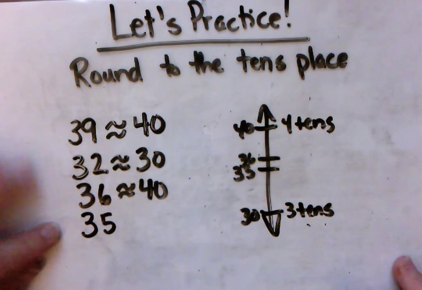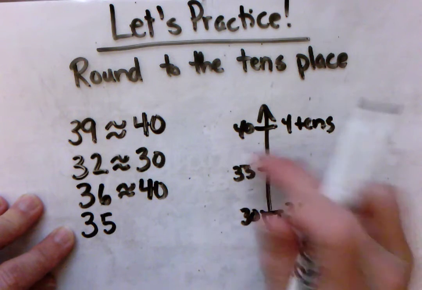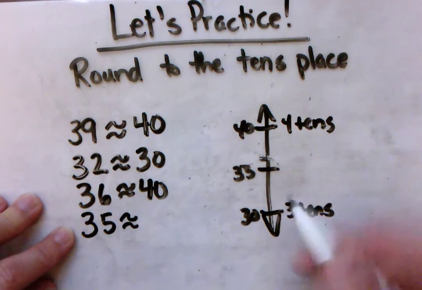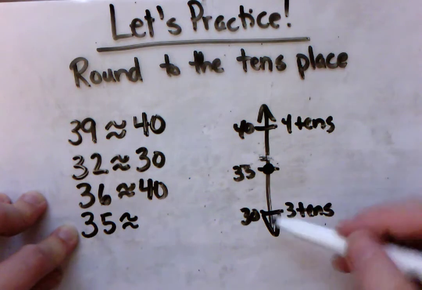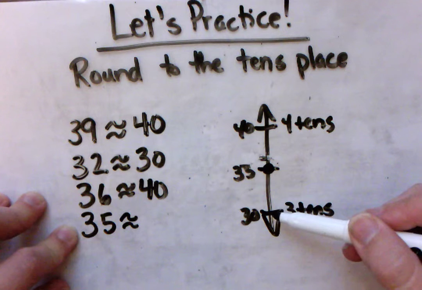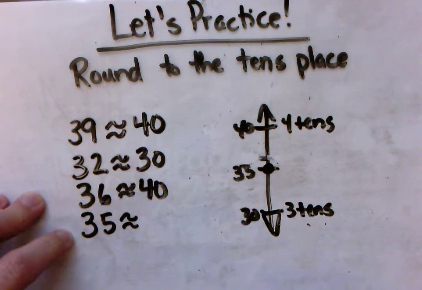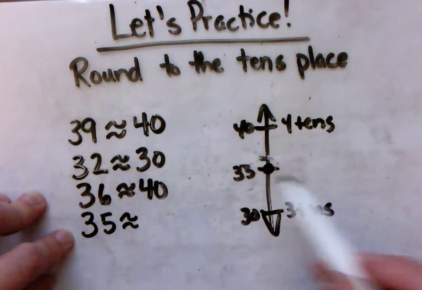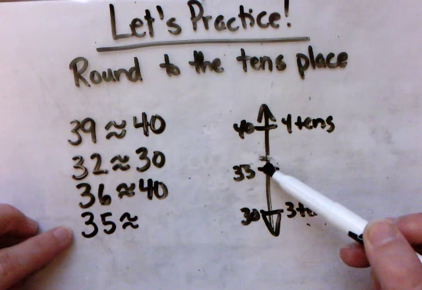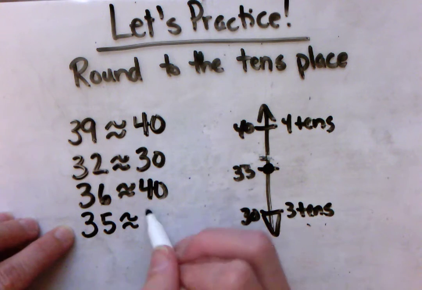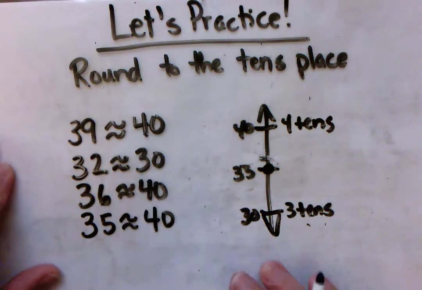What about if I was rounding the number 35? 35 is right on the midpoint, right between, halfway between 30 and 40. It could go either way, but what we conventionally do is always round up when we're on the midpoint. So 35 rounds to 40. Let's try some more.